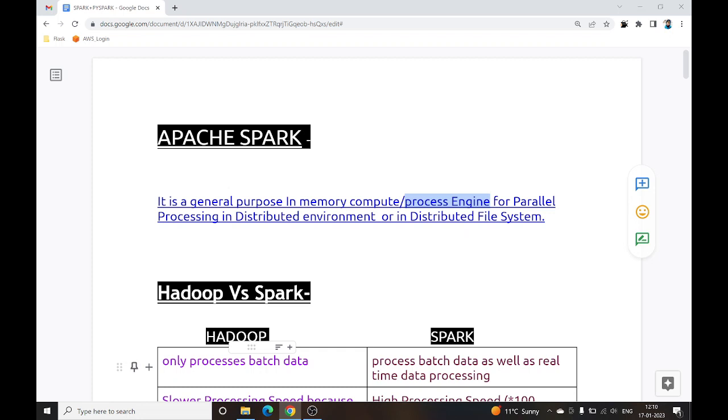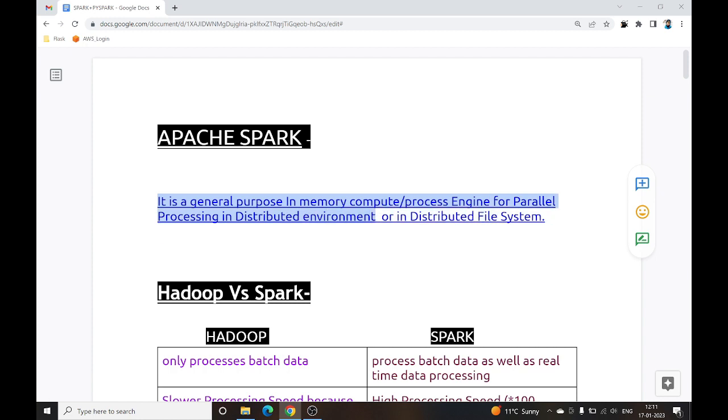So from today onwards, we are going to start a new series based on Apache Spark plus PySpark. We will start from the basics, from Spark core, and we will discuss everything about PySpark. In this, we will discuss the programming part of PySpark as well as the theory part. So let's get started. Apache Spark is a general purpose in memory compute process engine for parallel processing in distributed environment.